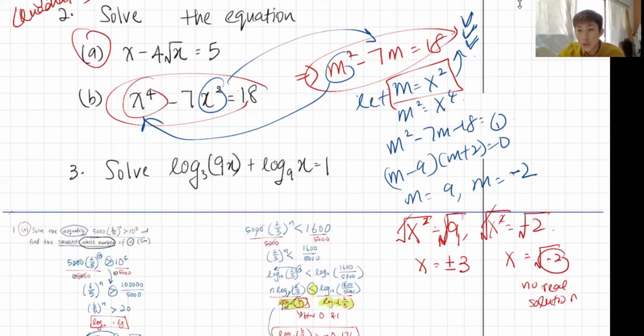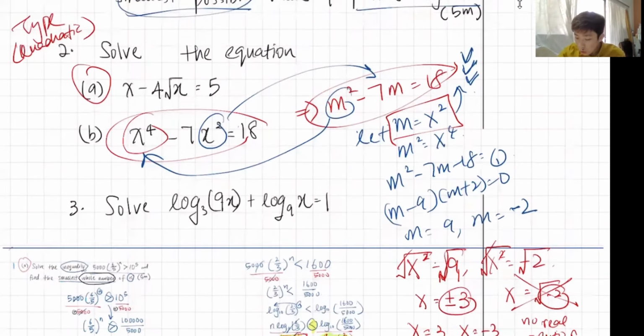You can think of it as fake. The solution is fake, okay? So you just write no real solution, or you just write no solution. I think your teacher will accept it. You understand? So you can ignore this answer. Your final answer is x = 3, x = -3, because there are two answers for this one. All right, I hope you get it.